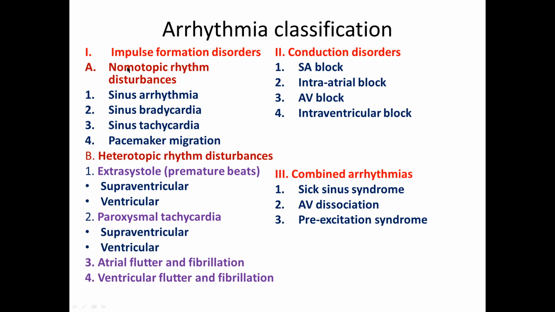Impulse formation disorders belong to two groups: nomotopic rhythm disturbances and heterotopic rhythm disturbances. Nomotopic rhythm disturbances include sinus arrhythmia, sinus bradycardia, sinus tachycardia, and pacemaker migration. Heterotopic disturbances include extrasystoles or premature beats, paroxysmal tachycardias, and both of them, premature beats and tachycardias, have two types, supra and intraventricular. And next are atrial flutter and fibrillation and ventricular flutter and fibrillation.